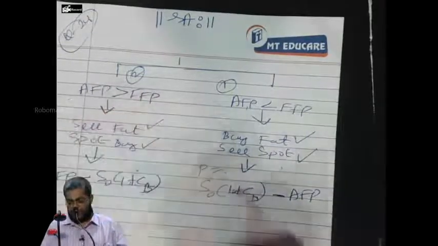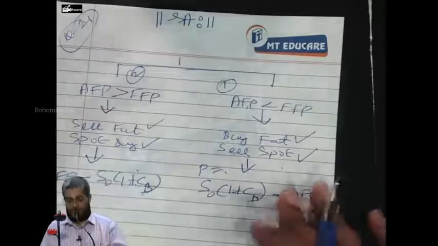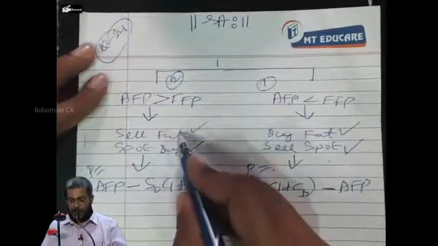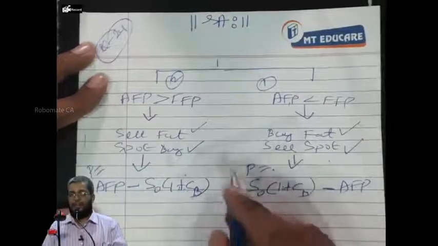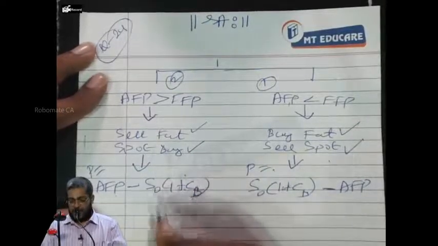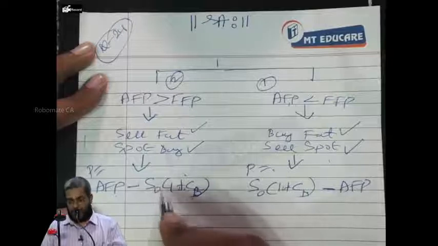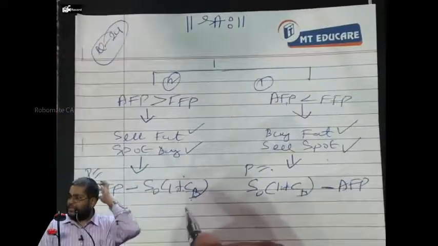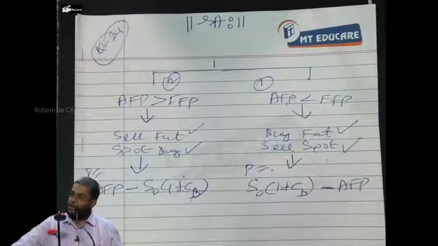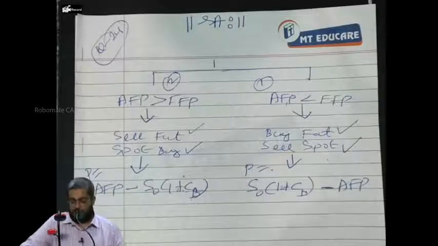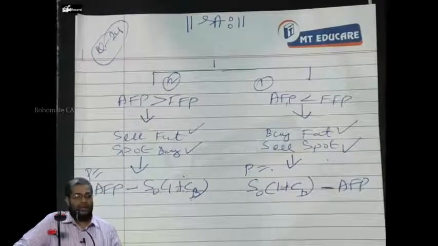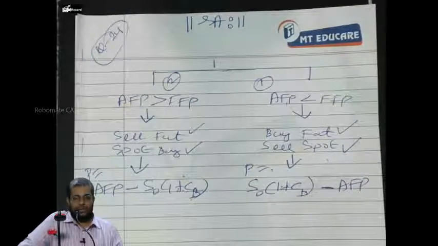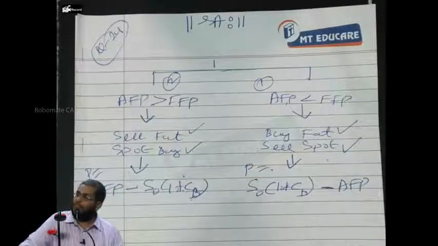Profit is equal to, second branch, all of you, I sell at what? Actual futures price. Sell at actual futures price minus I buy at what? Spot price S0 into 1 plus CB. CB means what? The borrowing rate or borrowing cost. S0 into 1 plus CB. Now, everybody, are you following or not?